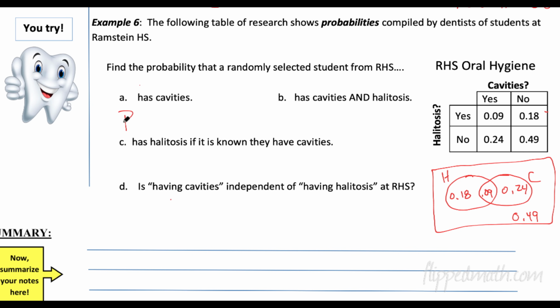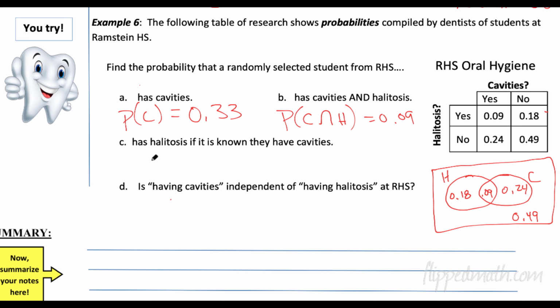The first question is, what is the probability that a randomly selected student has cavities? So I'm going to show that as P of C. And that would be this entire circle, let's do a little highlight, shall we? This entire circle, that is cavities. So we need to add those two pieces together. And when we do that, what do we get here? 0.33. And then, well, that part's done. Part B is the probability they have cavities and halitosis. So that would be the part that's just in the middle here. So that's just going to equal 0.09 because that represents both.